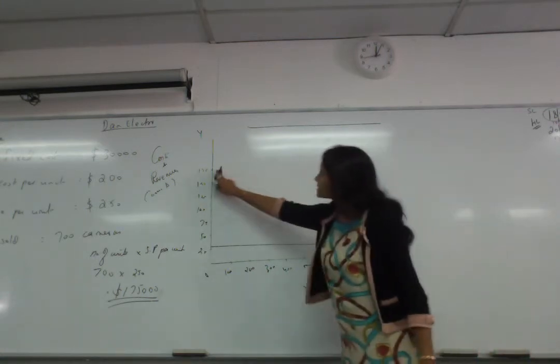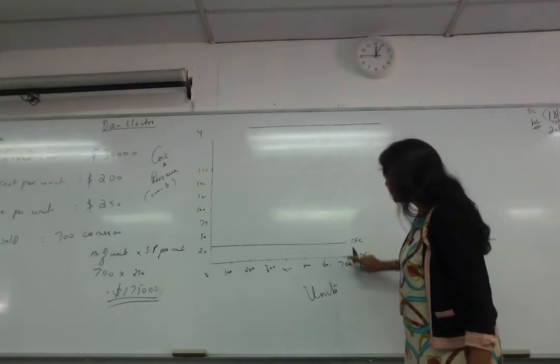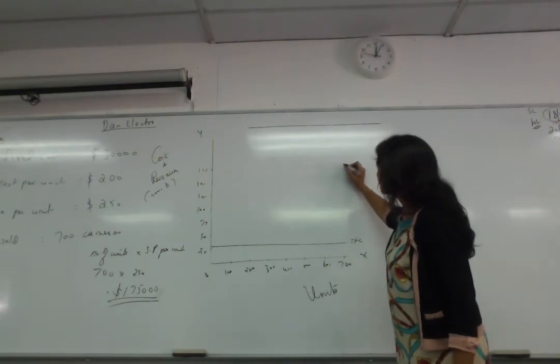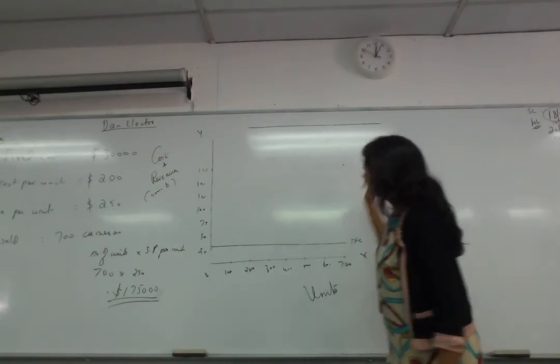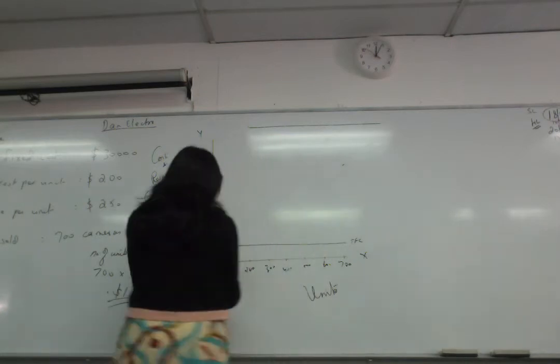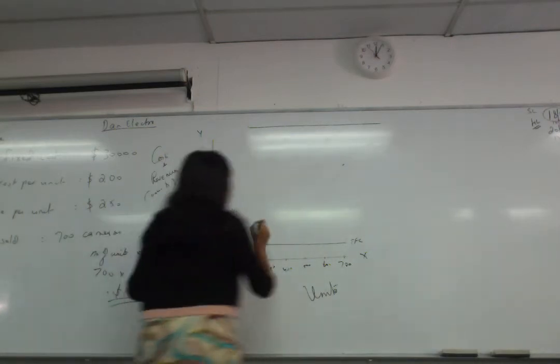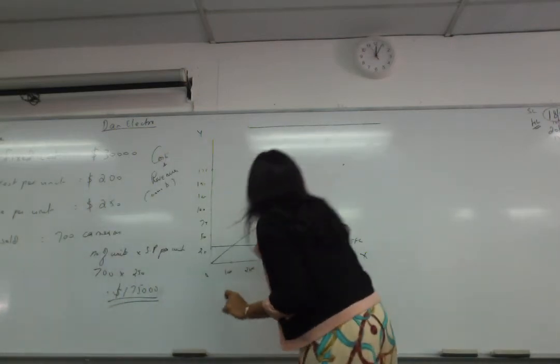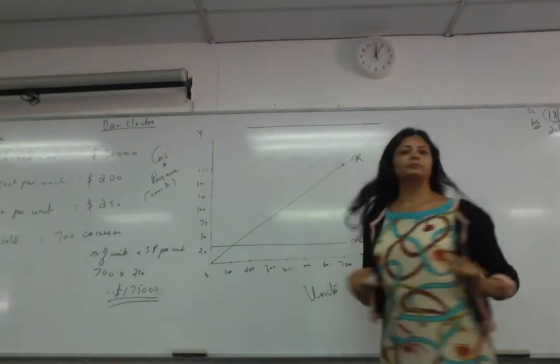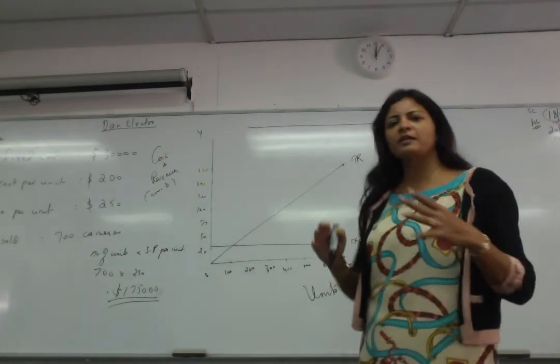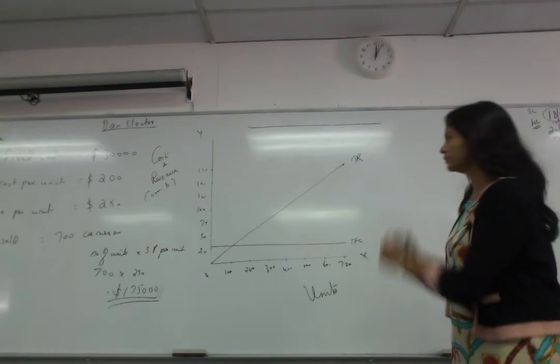So at 175 against 700, I hope that I'll be accurate, I'm going to draw a line from 0 and connect it, okay? So that's my TR. So every time, your TR line should look like this.